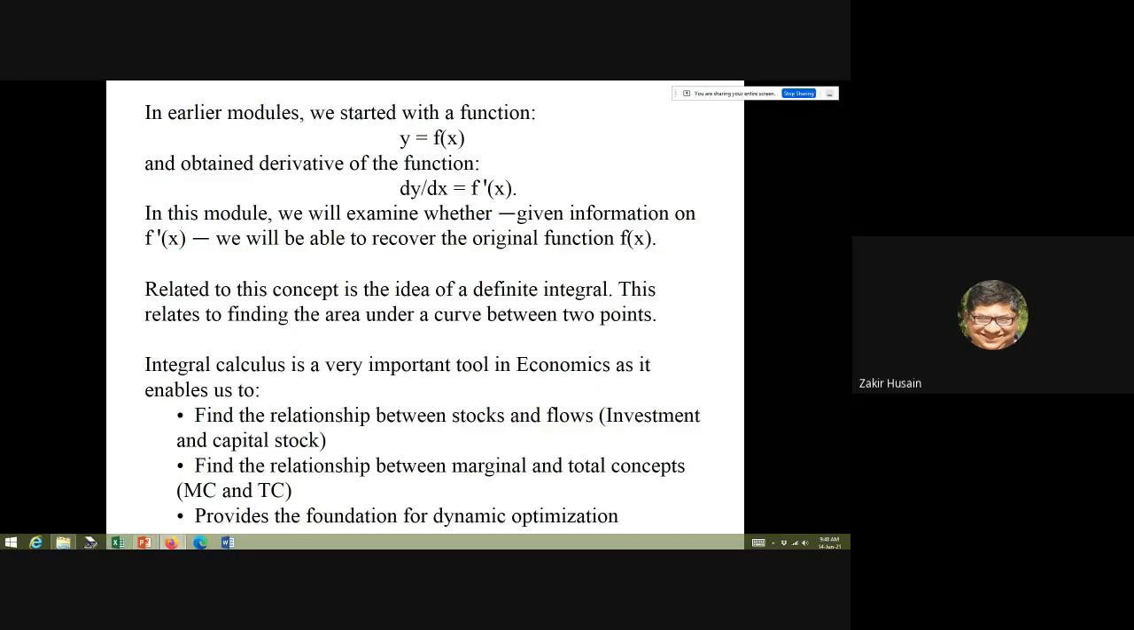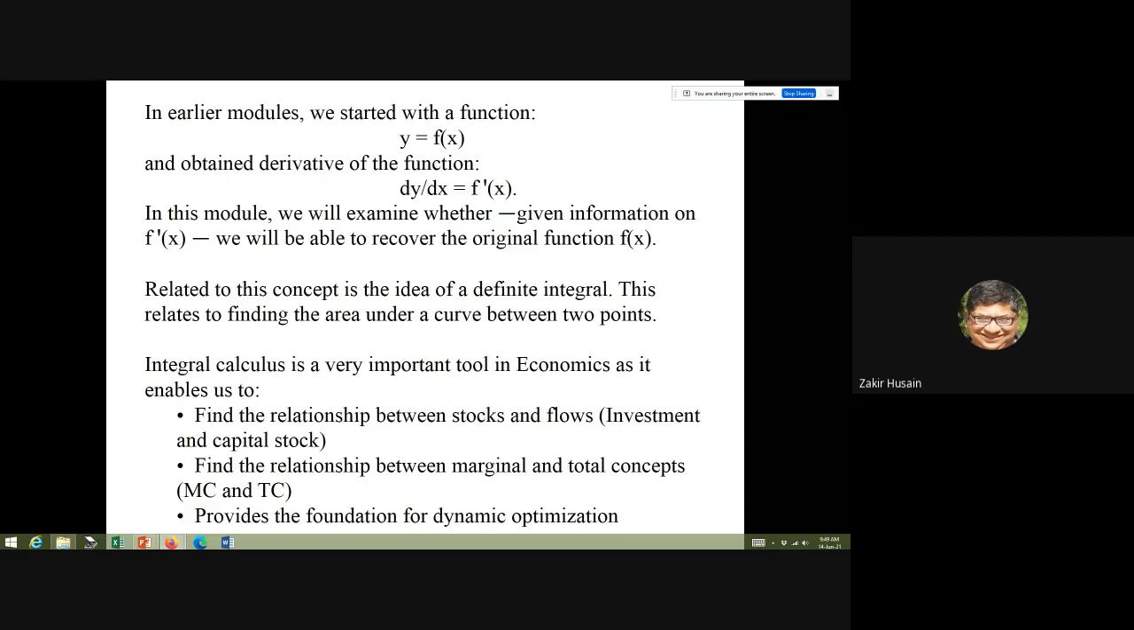Now, related to this concept is the idea of a definite integral. A definite integral occurs when we have a curve and we want to find the area under this curve given a certain boundary. So we have two boundary points on the curve and we want to find out the area under the curve but between these two boundary points.